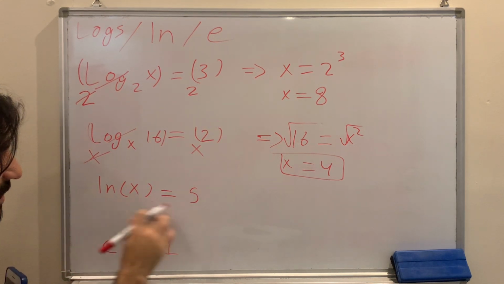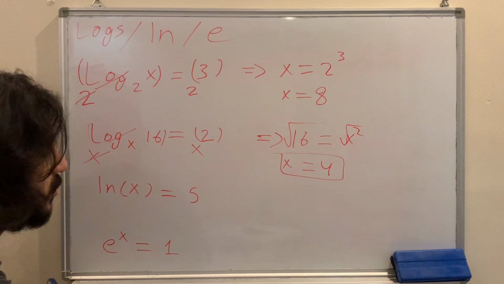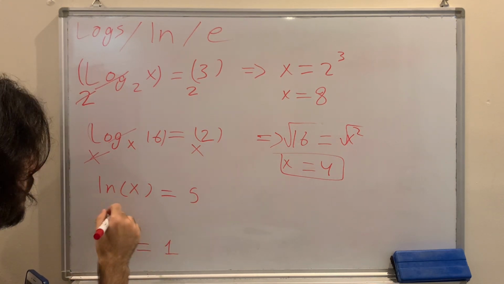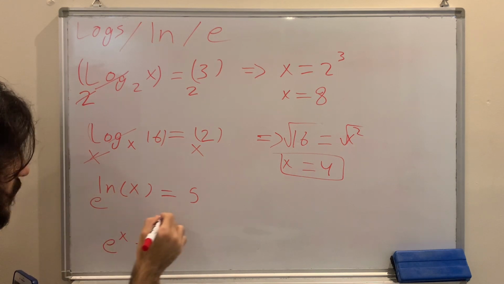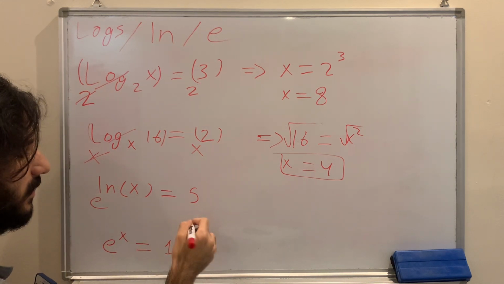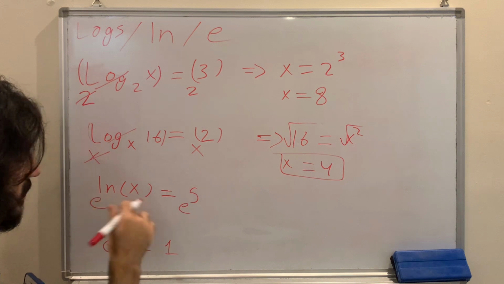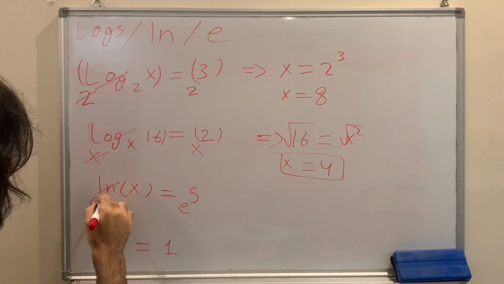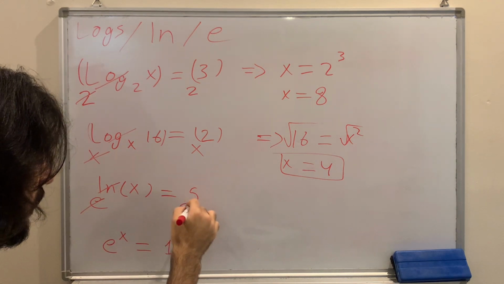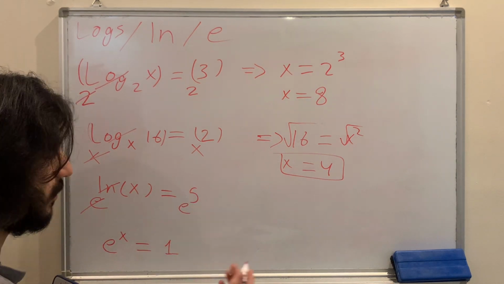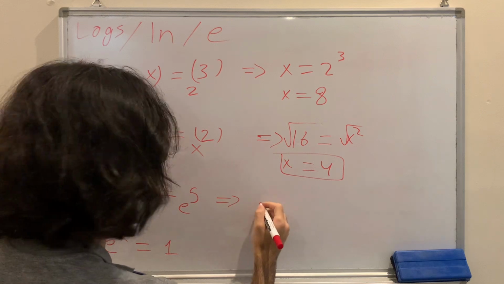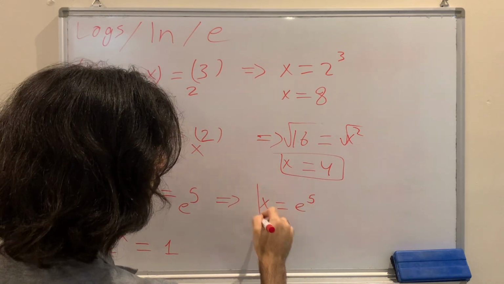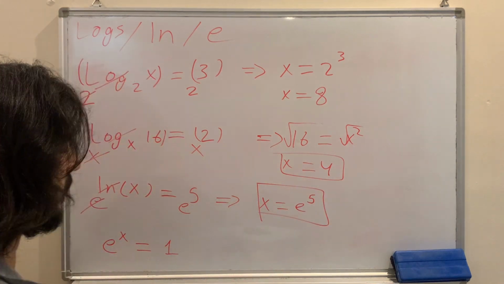These are much easier, luckily, because we have the natural log and the e. For this, ln of x equals 5, we can just put the base of both sides as e, and e to the ln x cancels out, and e to the 5 is just e to the power of 5. So you're going to get x equals e to the power of 5. And that's it for this one.